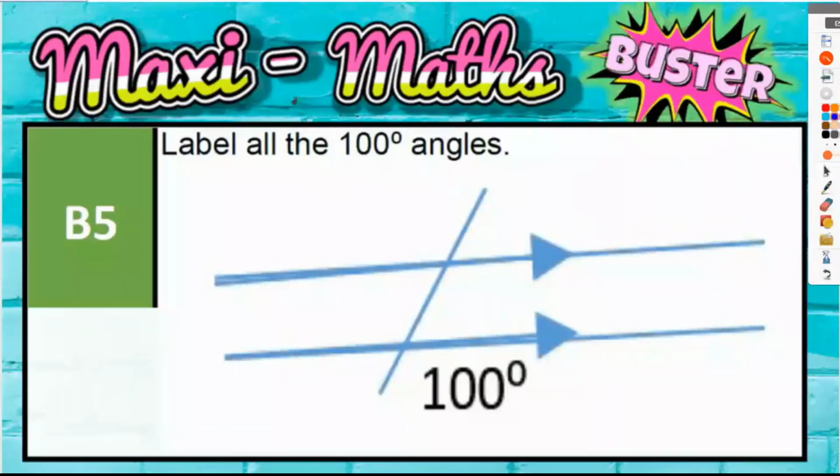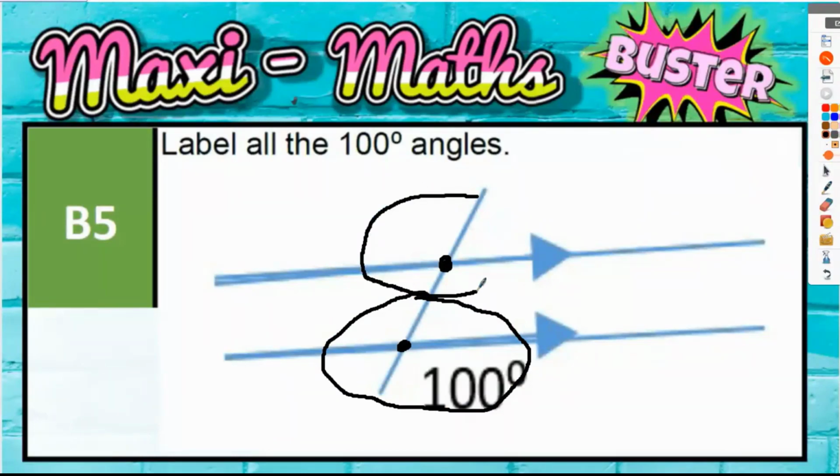Angles inside parallel lines. The parallel lines are indicated by the two arrows, and we've got another line passing through the two parallel lines. So anytime you get a question like this, first thing I recommend you do is put a spot there and a spot there where the lines cross. We'll draw a large ring around those four angles and a large ring around those four angles as well.